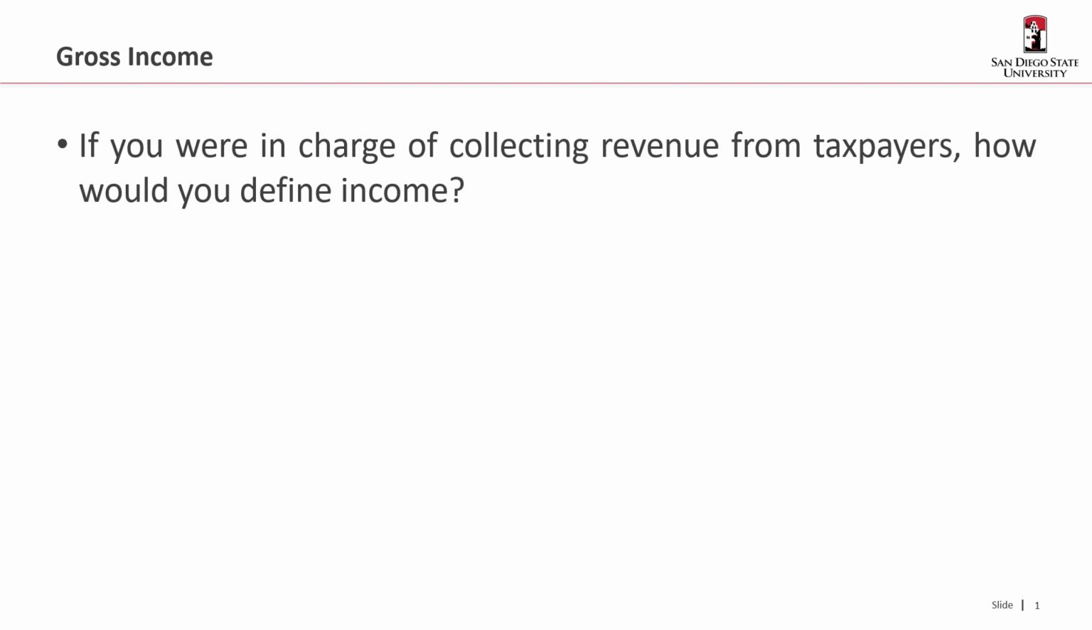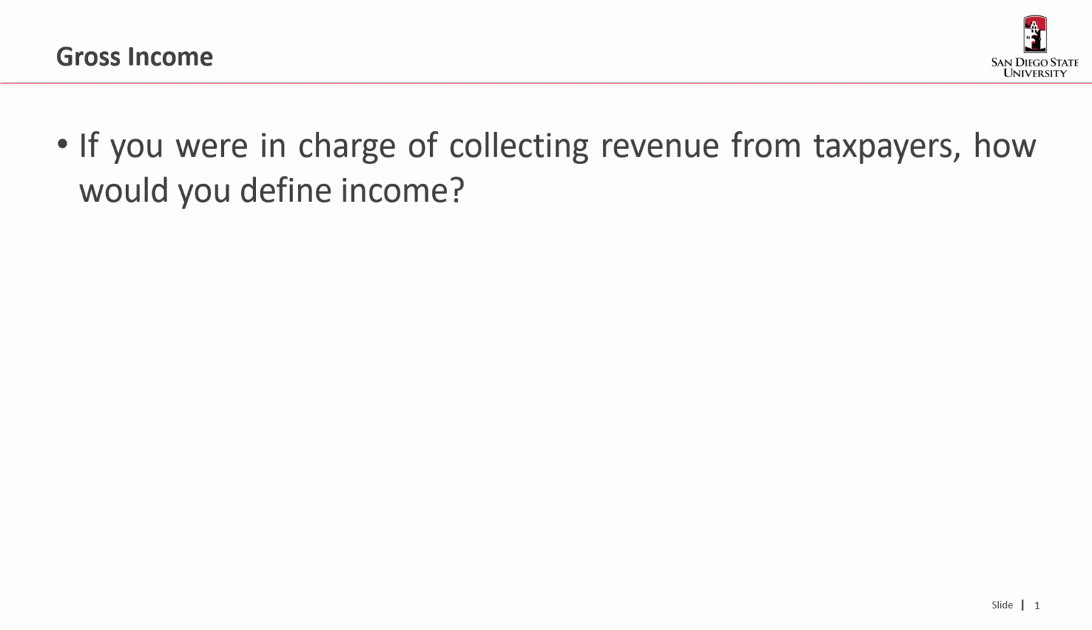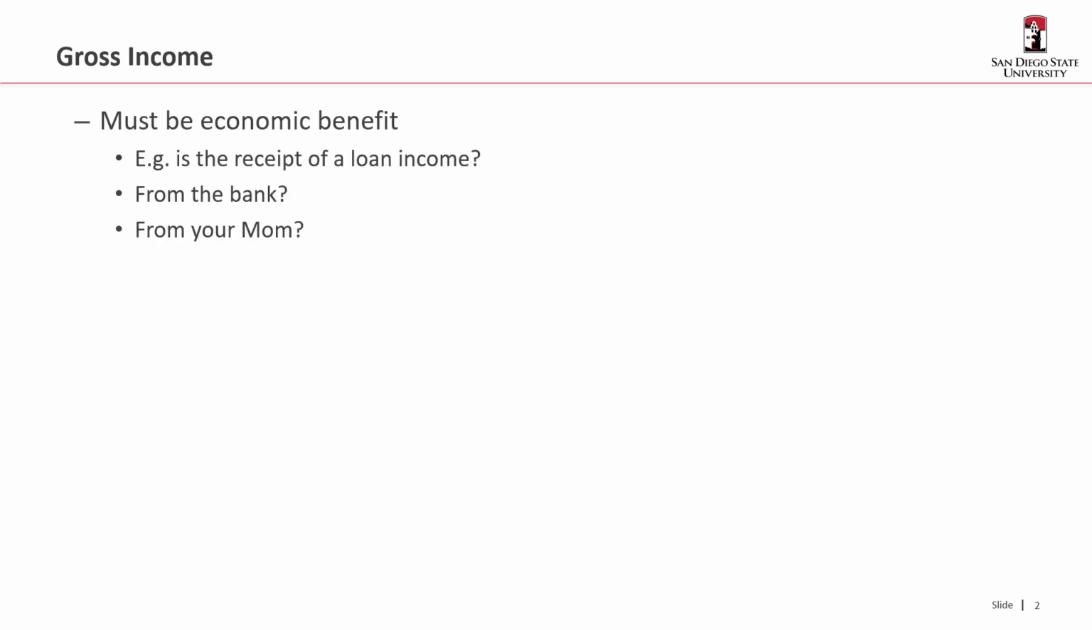All right. So if you were in charge of collecting revenue from taxpayers, how would you define income? I think the answer is, I would say, how about everything is income? Everything under the sun is income, because all that's going to do is maximize my revenue. But obviously that doesn't really work out.